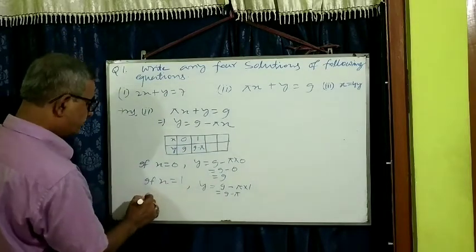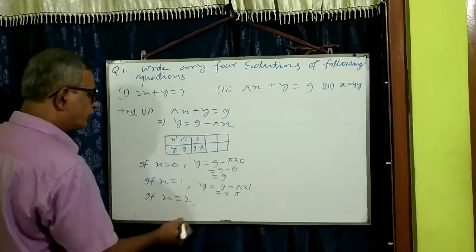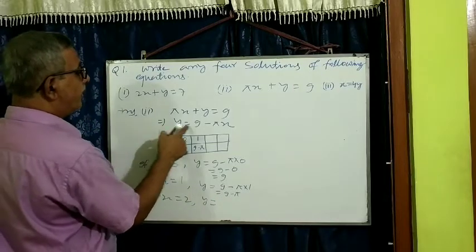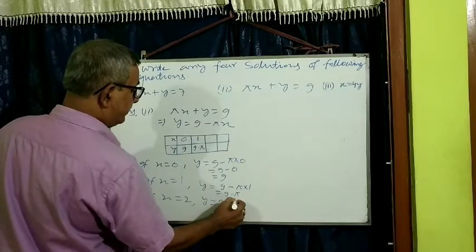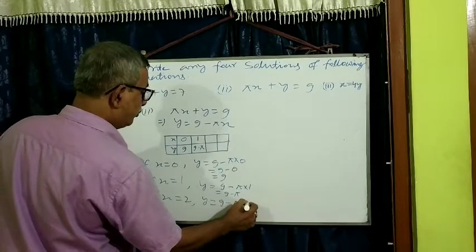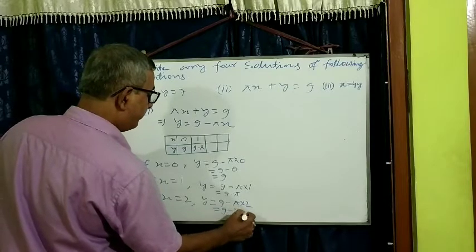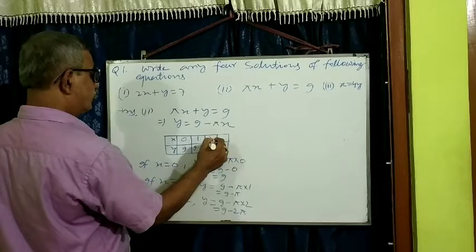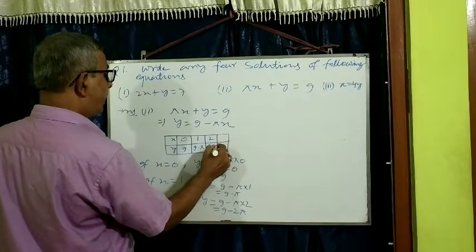If x is equal to, suppose you are taking 2, negative also you could have taken, then y is equal to 9 minus pi into 2. My dear students, what would happen? 9 minus 2 pi. So you write x is equal to 2, then y is equal to 9 minus 2 pi.